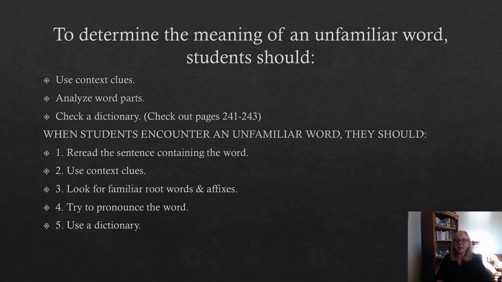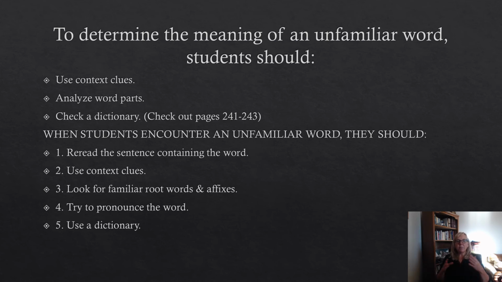To determine the meaning of an unfamiliar word, your students should be taught how to find the meaning of an unfamiliar word. You have to teach them to use context clues. You have to teach them to analyze those word parts, like astronaut that I was mentioning earlier. Teach them how to check a dictionary, old-fashioned checking a dictionary, or even looking one up online. There's a lot about that between pages 241 to 243. There are things that you could do.